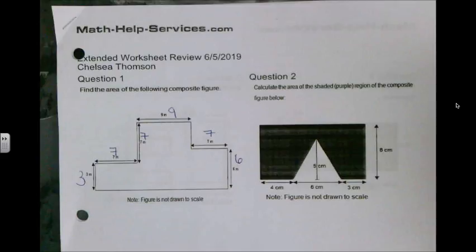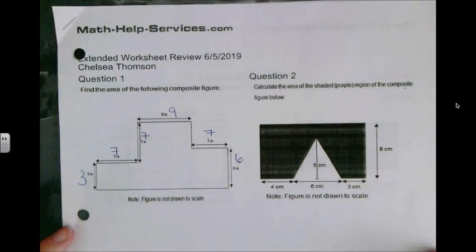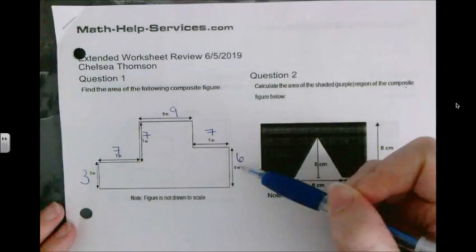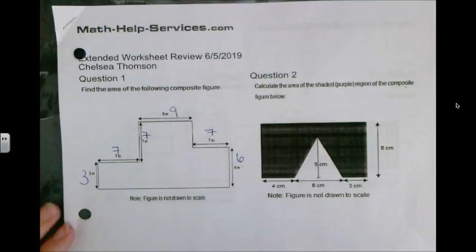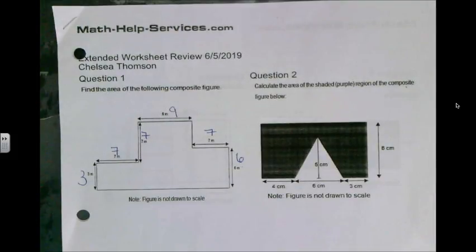So the first video here that I'm going to do is going to be just for question 1. And all that I've done so far is I've rewritten the numbers that were there because they were kind of small and we couldn't see them.